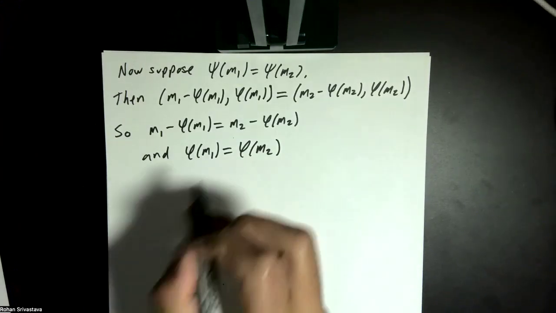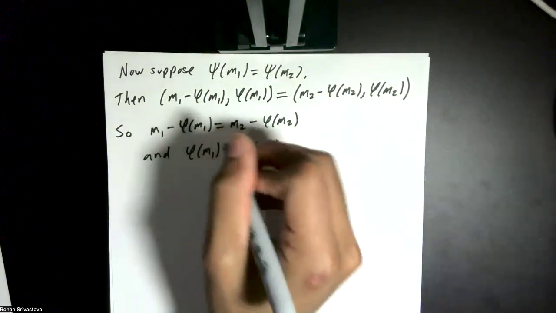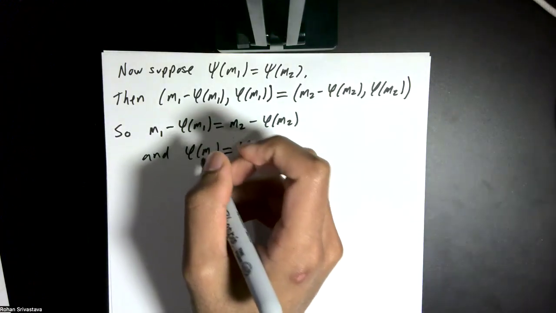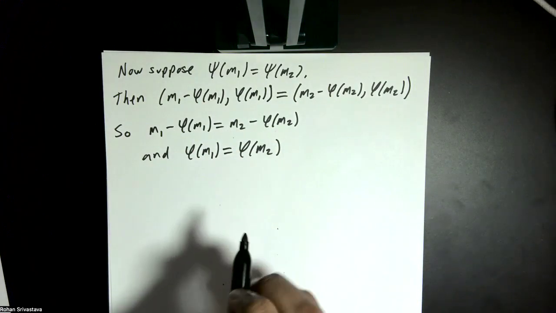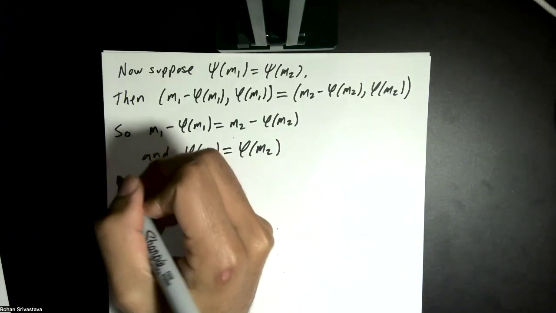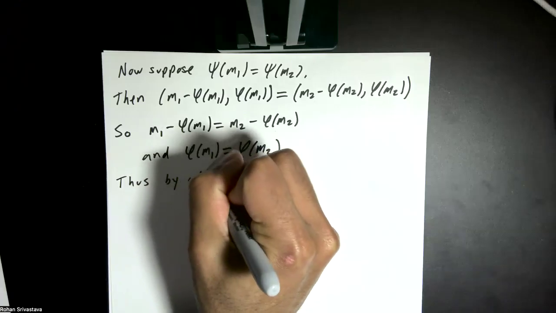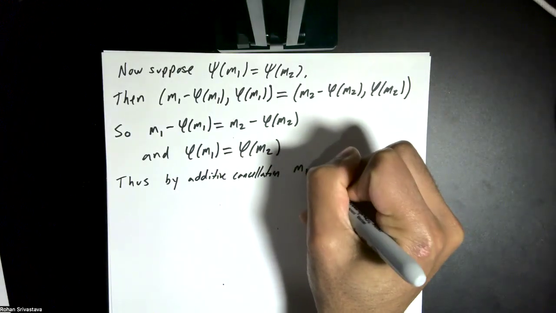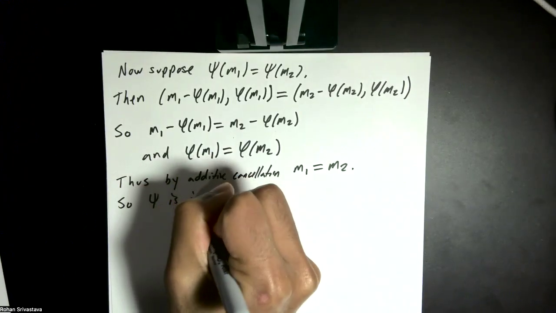Okay, but now we just have additive cancellation in this abelian group. So adding phi of M1 to both sides of this equation, when phi of M1 is equal to phi of M2, we get, by additive cancellation, M1 is equal to M2, and that tells us that psi is injective.